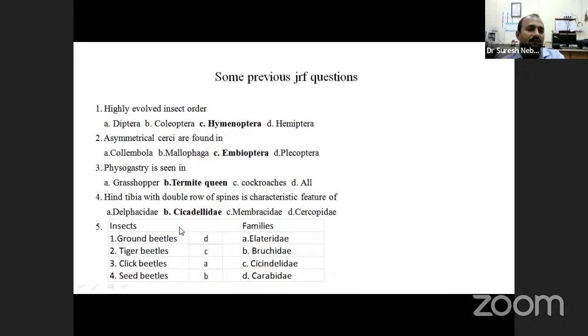Other questions you can go through. This presentation I will be giving to sir, so they can share it with you. You can go through what type of questions are being asked. Like here you can see, asymmetrical cerci are found in which order. Characters like these are typical for an order, or even for families. Some families of parasitoid insects are typically known for their modification in wing venation or in their leg segments. That type of typical thing you should remember.